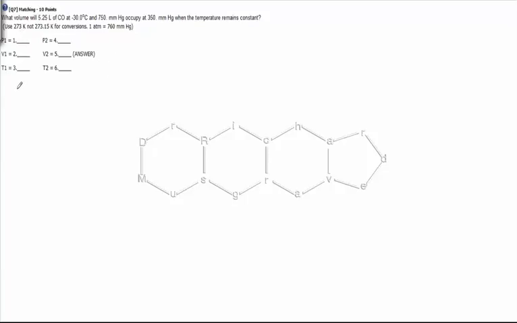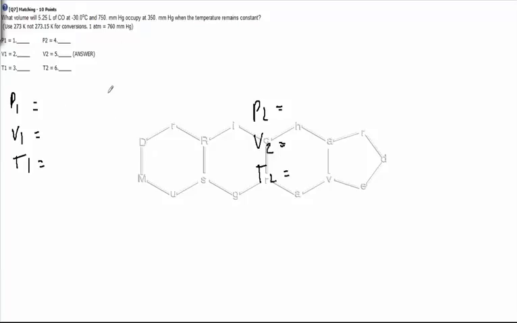So I'll go ahead and start out by setting this up, P1 V1 and T1 equals, and over here I'll have P2, V2 and T2. My answer is going to be over here, so I'm going to go ahead and put my first set of conditions here, and that's the set of conditions where everything's together. You've got 5.25 litres, negative 30.0 degrees Celsius and 750 millimeters of mercury.